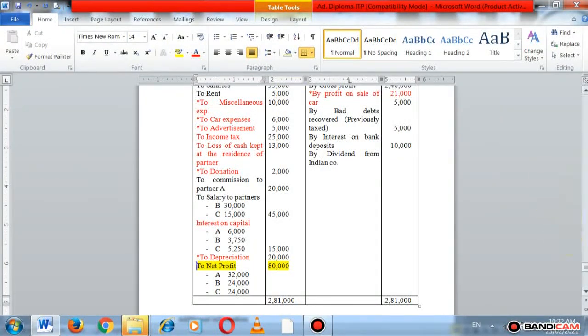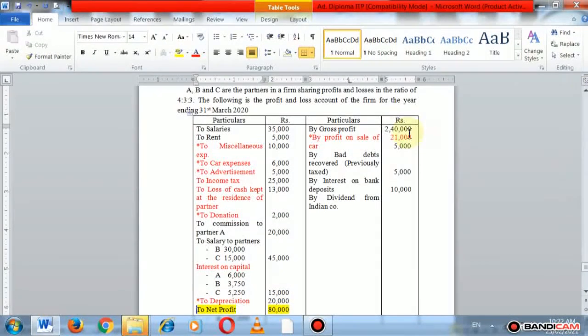Then the credit side of profit and loss account: gross profit 2,40,000, and profit on sale of asset, it is a capital profit. Okay, capital profit is not a business income. Capital profit is not a business income, so it is deducted from net profit.